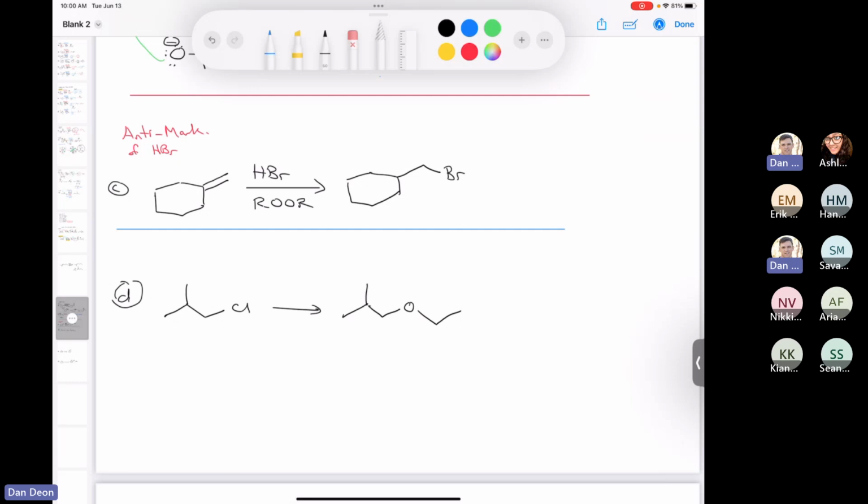Again, this is question 8.39D from Klein 4th edition. So now we have a primary alkyl halide, and we're trying to make an ether. If we have a primary alkyl halide, what we're going to want to do is an SN2 reaction here, because we're not doing an elimination, we're doing some kind of substitution. It's not going to be an SN1, so it has to be an SN2 reaction.